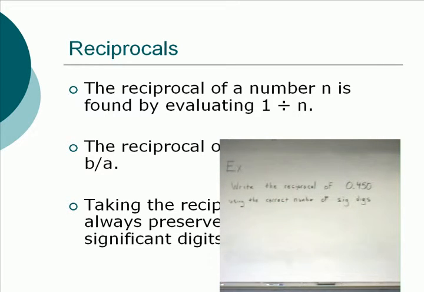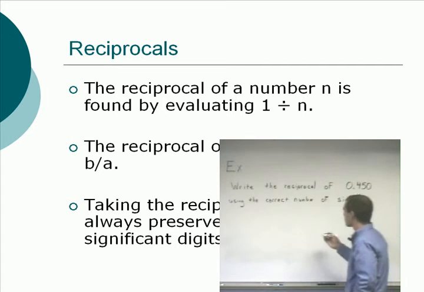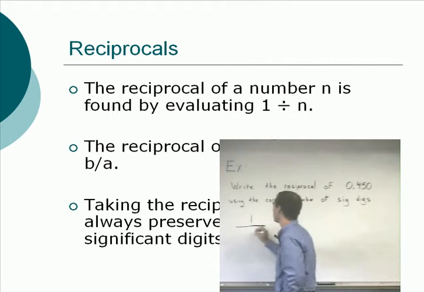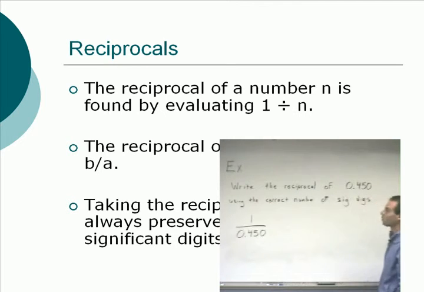So let's take the number 0.450. Let's find out what its reciprocal is and preserve the correct number of significant digits. Well, the reciprocal would be 1 over 0.450. We really don't work with pure fractions that much. In technical fields, almost everything we do is in decimals, so most of our examples will be with decimals. So we're going to take 1 divided by 0.450.